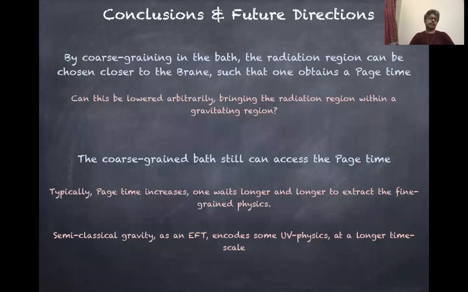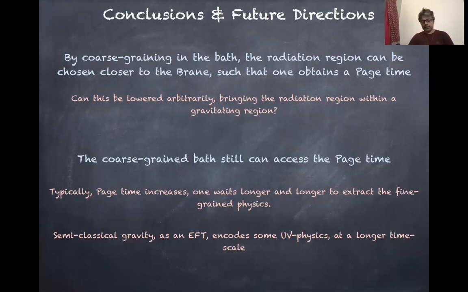So I'll conclude here. As I said, by coarse graining the bath, we seem to be able to choose the radiation region closer to the brane and still obtain a Page time. As I was speculating, it would be interesting to push it to the real extreme limit and wonder whether the radiation region can be brought all the way to the gravitating region. There are other studies that suggest this should not be possible. There are papers, for example, which say that if you define your bath to be also gravitating, then you don't seem to get a Page curve. You in fact get a constant line. You don't get anything interesting. So it's possible that if we push this to that limit, we will find something similar, but at this point it's not clear. But it's an interesting possibility to keep in mind.